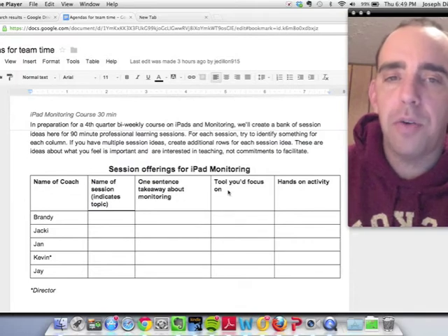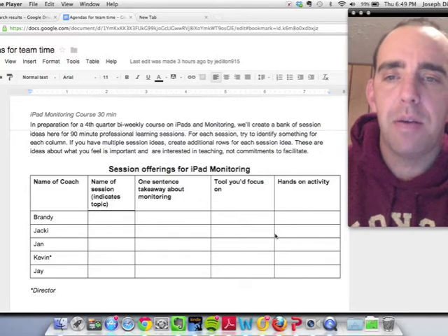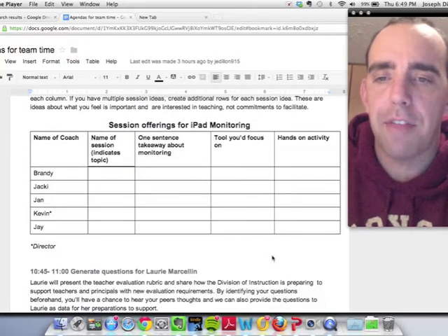What would they know about monitoring? What tool would you focus on? What could a hands-on activity be? So this will help us continue to plan for that.